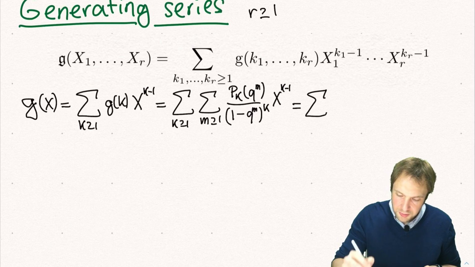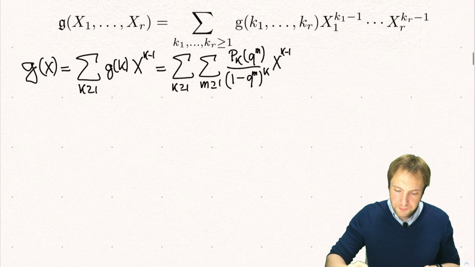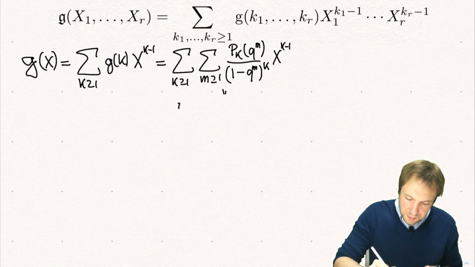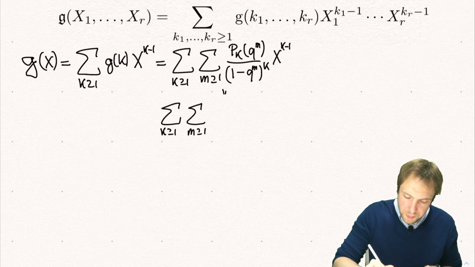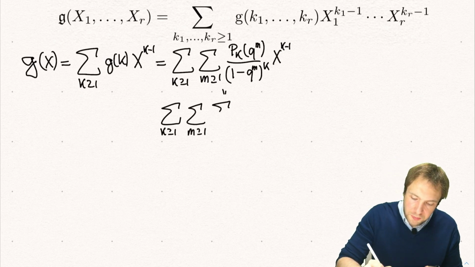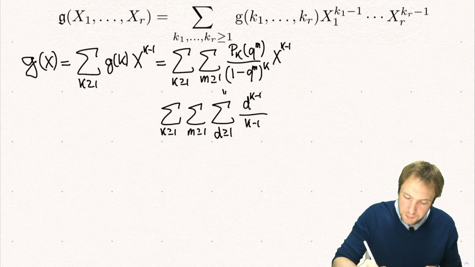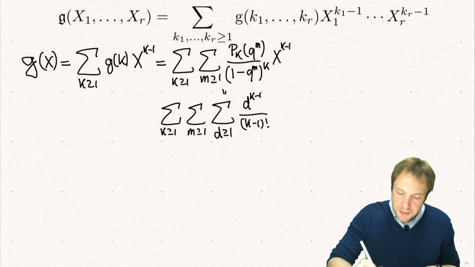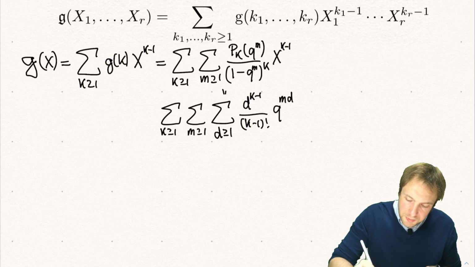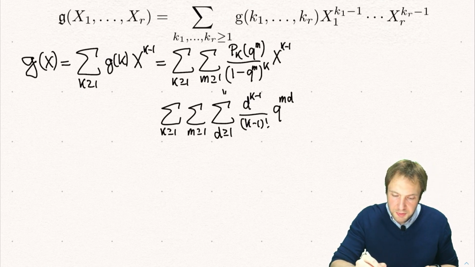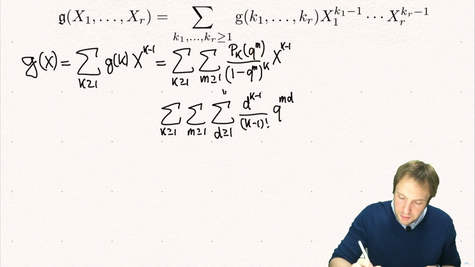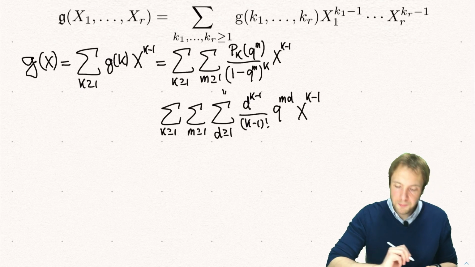So this is the sum k greater equal to 1, m greater equal to 1, and the definition of Eulerian polynomials was: I have a sum over d greater equal to 1, d to the k minus 1 factorial, and now I have q to the md. So in the definition I had pk of x equals, and here I have x, but now I plug in q to the m times x to the k minus 1.